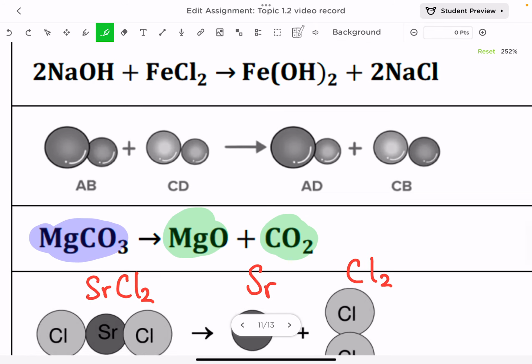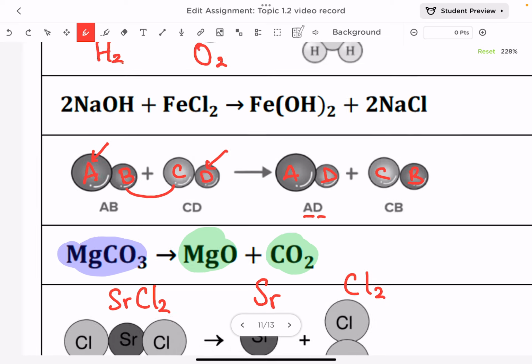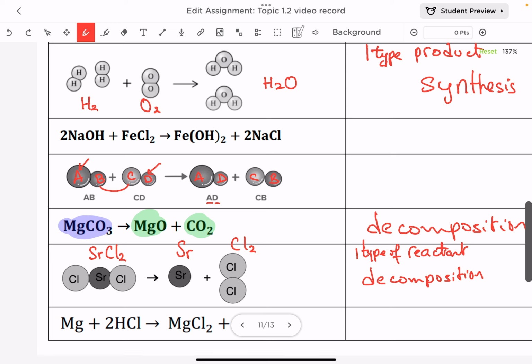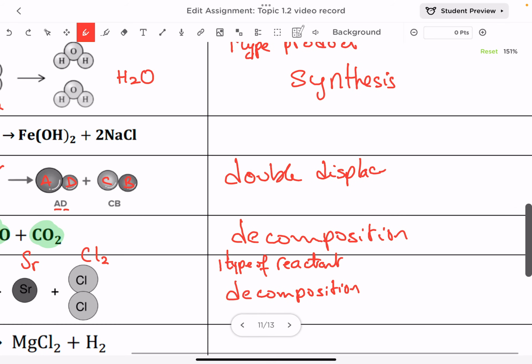So I'm gonna label here, I'm gonna use this one. I have A coming with B and C coming with D, 2 different compounds. Now A is with D. This one and this one are now forming a compound, and these 2 are forming a compound. Therefore, we switched the metals, A we switch with C, and we are looking at a double displacement reaction.